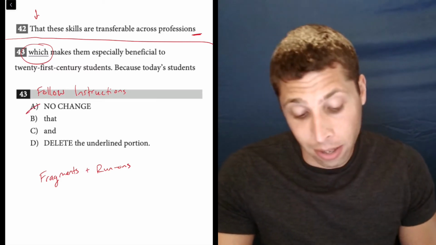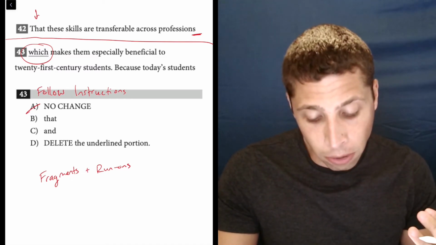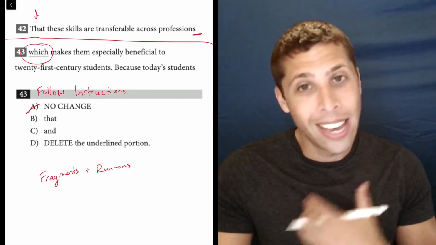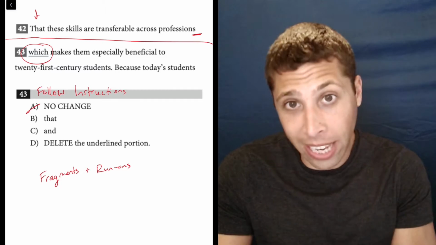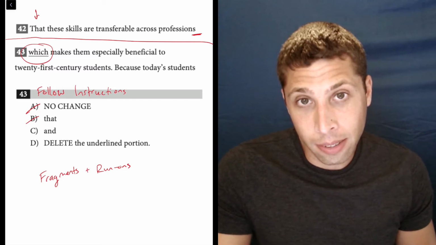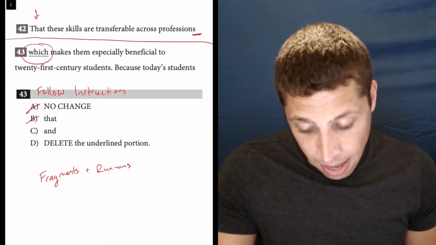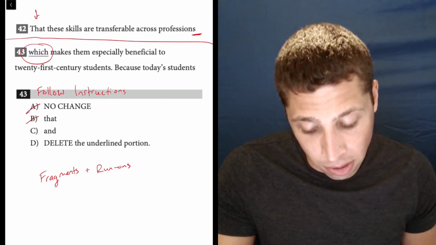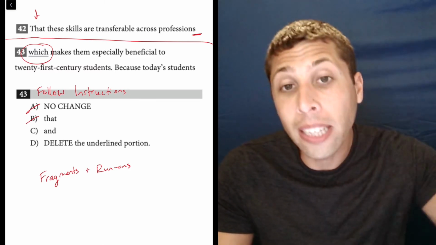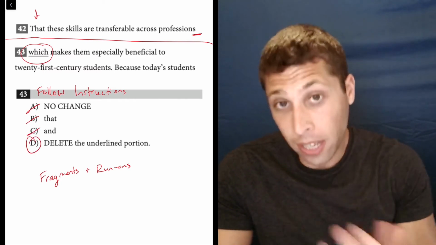So A is wrong. Now, B is no better. It's basically the same problem. "That these skills are transferable across professions, that makes them especially beneficial to 21st century students." It's redundant. "That" is already there. We don't need it again, and that's kind of why the "which" was wrong as well. The "and" is also a problem because it's connecting two partial ideas without us ever getting a full idea. "That these skills are transferable across professions and makes them especially beneficial to 21st century students." Sounds like I'm leading into the main idea, but never getting there. And so that leaves us with D, which is the answer.